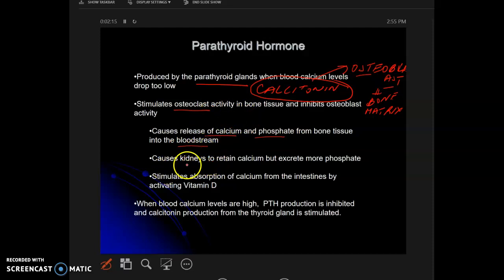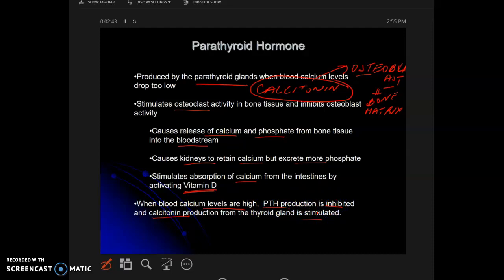It also causes the kidneys to retain calcium but excrete more phosphate, so calcium is retained by the body. Last but not least, it will stimulate the absorption of calcium by activating vitamin D. One last comment: when blood calcium levels are high, PTH is inhibited and calcitonin is stimulated.